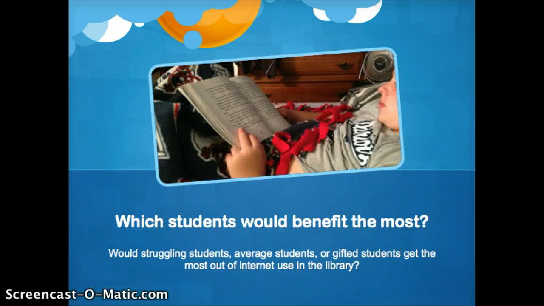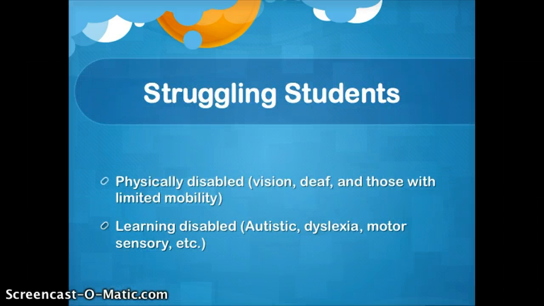Another area I will go further into is looking at which students will benefit the most from internet use in the library. Every school has struggling students, average students, and gifted students. So which group needs internet access in school libraries the most? First, I will focus on those students who struggle in school. They are the students who are physically disabled, for example, vision, hearing, and those with limited mobility. We also have those students who have learning disabilities, for example, autism, dyslexia, motor sensory.